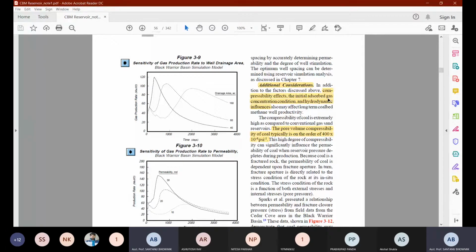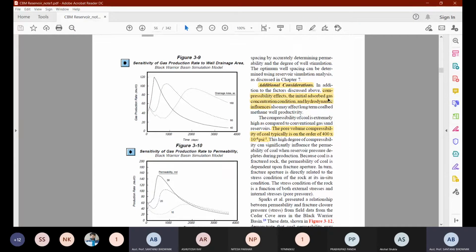First, in figure 3.9, you can see the gas production rate versus time, with time on the x-axis and gas production rate on the y-axis, and they are varying the gas production rate based on the drainage area. What is the drainage area? Drainage area means the total area from which you are going to collect the water, in the underground. If your drainage area is going to increase, what impact is it supposed to have?